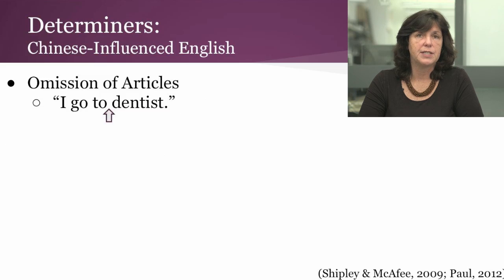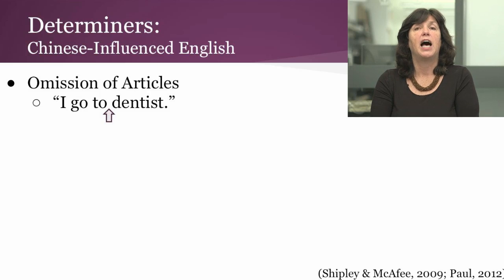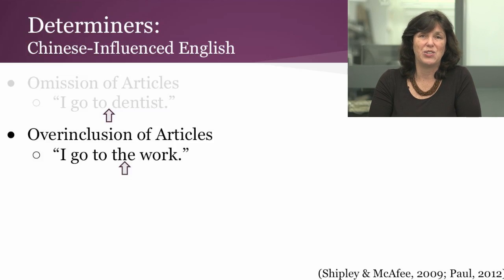Omission of articles is also a morphosyntactic feature of Chinese-influenced English. So you might hear an utterance like, "I go to dentist." You might also see over-inclusion of articles like, "I go to the work."